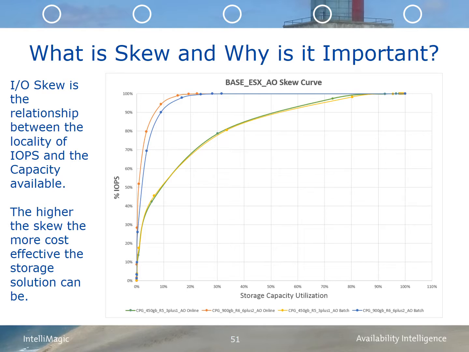And let's look at the chart itself. On the y-axis, we have the percent of the IOPS. So, for example, if we're looking at the 900 gig RAID 6 orange line, 80% of the IOPS happen, and if we look at that on the y-axis, within about 4% of the overall capacity. So that kind of a skew would do well in an environment where you have lots of the large drives and a few of the SSDs, because you could put 80% of the IOPS on just 4% of the overall capacity.